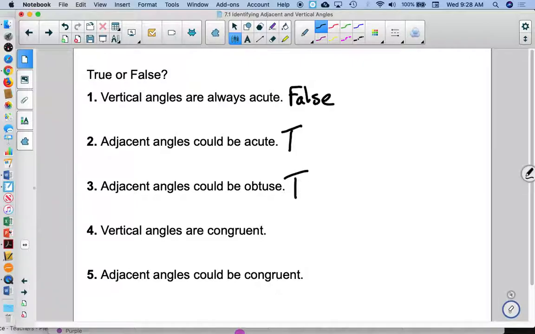True or false? Everybody should know the answer to this one. We've talked about it a lot. True or false? Thumbs up. That is true, by definition. Adjacent angles could be congruent. Could be. True or false?